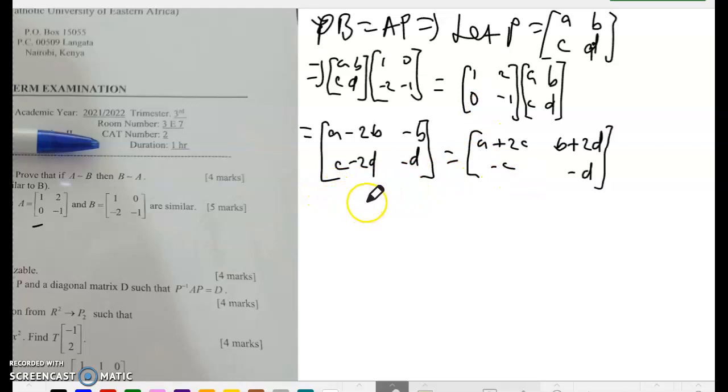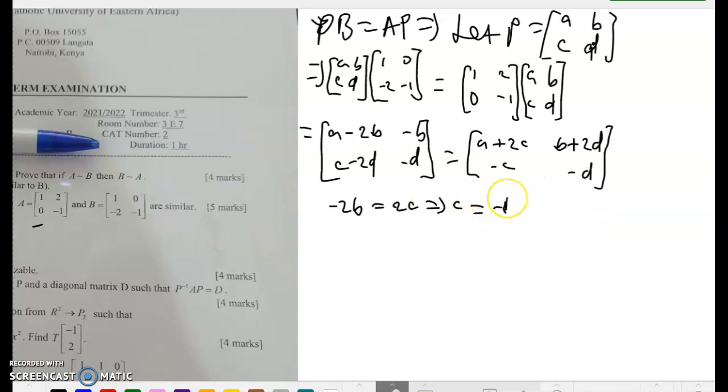Now we can solve this as a system of equations, because here we have a negative 2b. So if we solve this, negative 2b will be equal to 2c. What this implies is that our c is going to be equal to negative b.